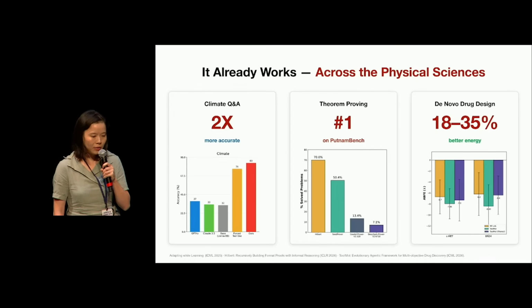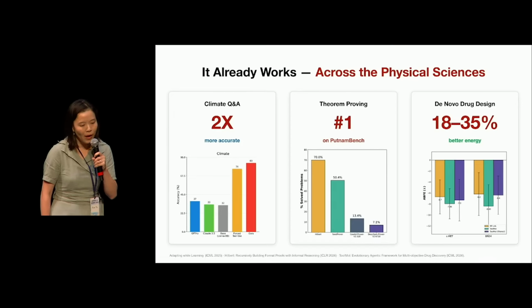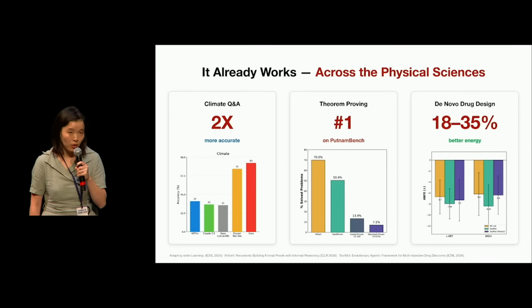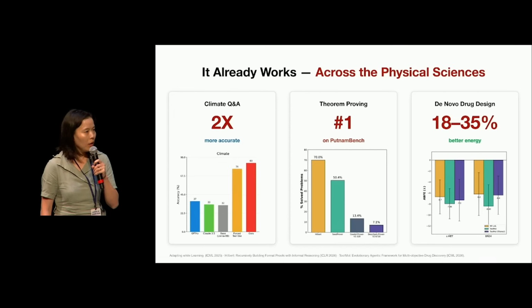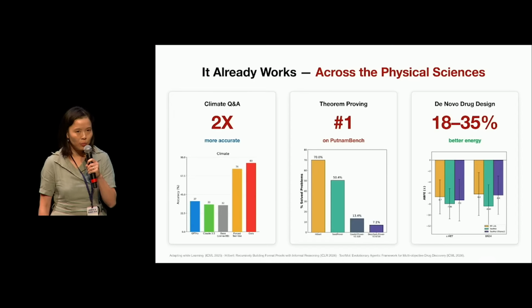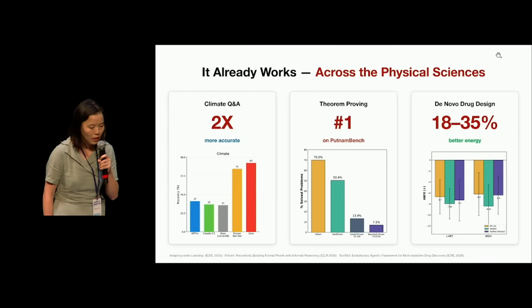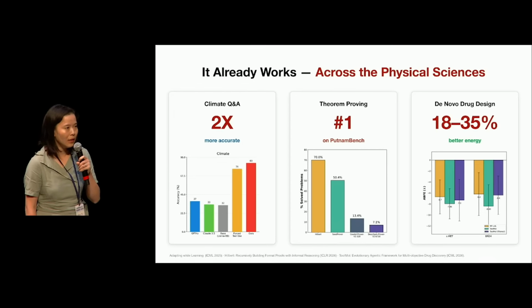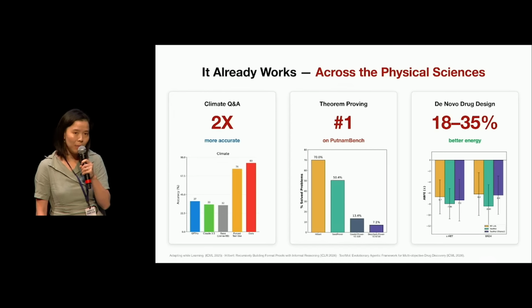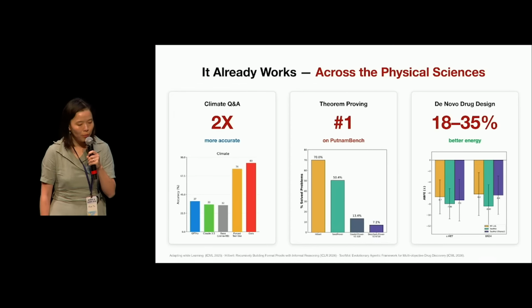We build verifiers that can leverage formal methods in Lean and Isabelle to ground these reasoning engines to solve mathematical theorems. We were #1 on PutnamBench, which is one of the hardest formal math theorem-proving benchmarks. And we were able to beat the proprietary solutions by ByteDance from 50% to 70% problem solving. We were able to design drugs that are evaluated by molecular dynamics simulators, with 18 to 35% more favorable binding energies.